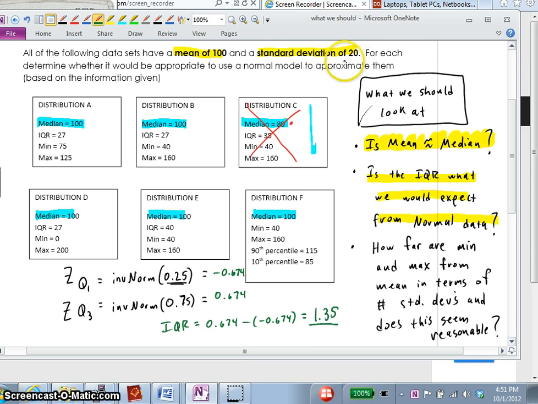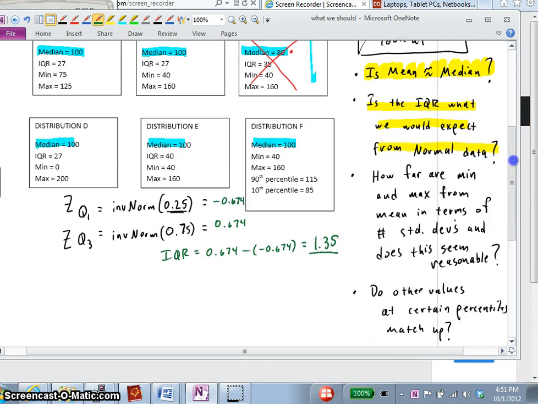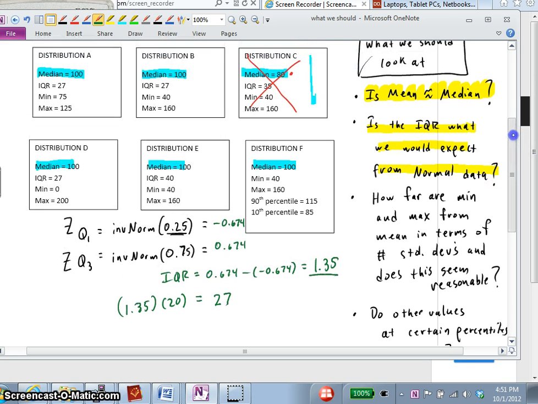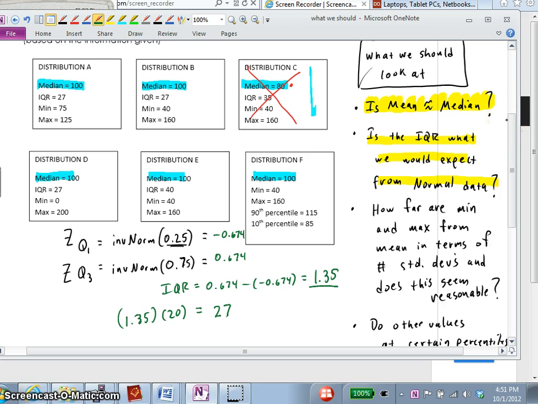Now these data are not the standard normal model. These data have a mean of 100 and a standard deviation of 20. So I can just take this 1.35, that's the number of standard deviations the IQR is, and multiply it by that standard deviation of 20. And I will see that the IQR should be approximately 1.35 times 20, which is 27. So if the data are approximately normal, the IQR should be about 27.